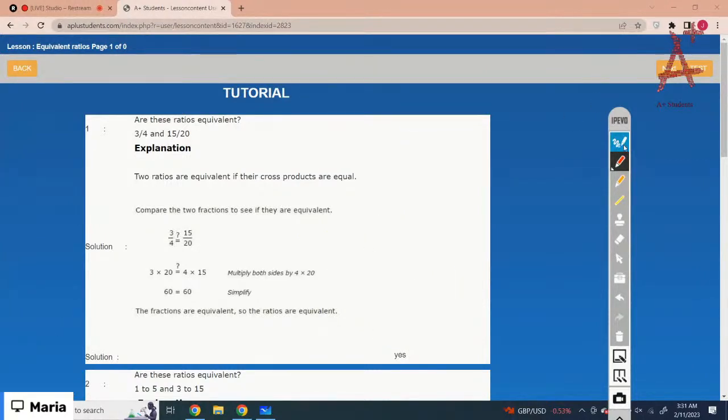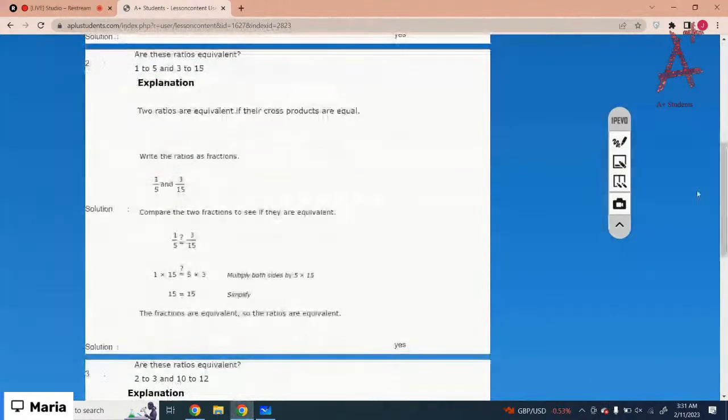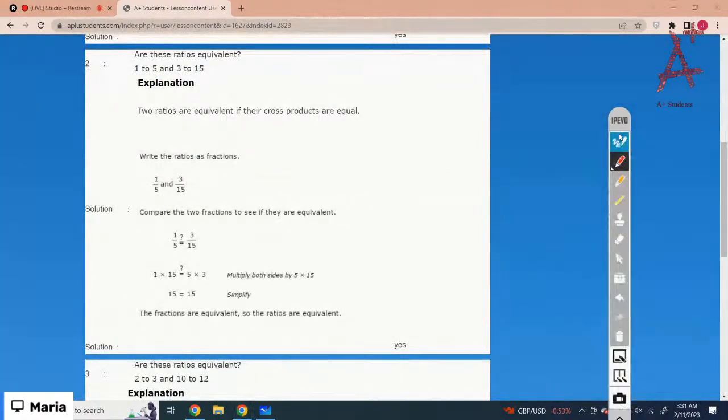Let's do another example. The next one is, are these ratios equivalent? They are 1 over 5 and 3 over 15. Got it? So you have to compare these two fractions to see if they are equivalent. You can either do cross multiplication or make their denominators the same. Got it?